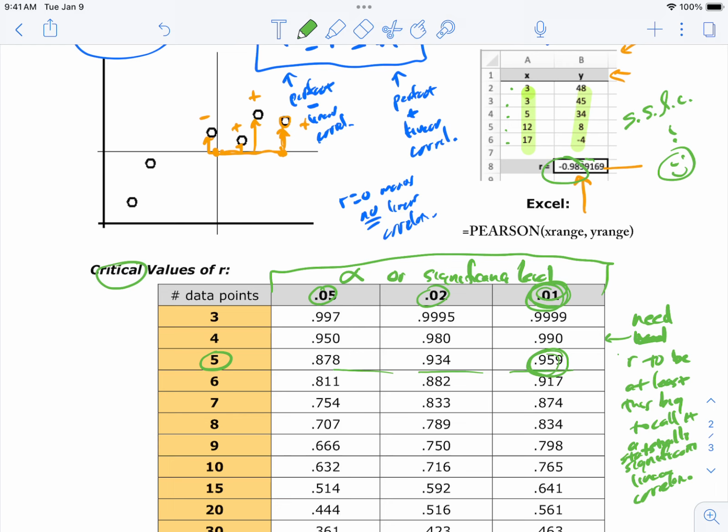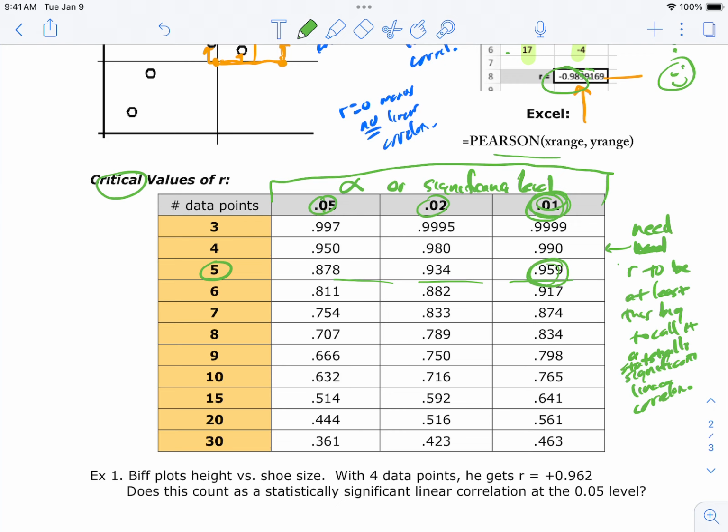So that's our process. You go to Excel, you type your data in, then you come to a different cell and you type the Pearson formula in and get your R, and then you come to this table and you cross-reference with the number of data points, with the significance level, and you look this up. This is a critical value, which means your R has to be higher than that for it to count as a statistically significant linear correlation.